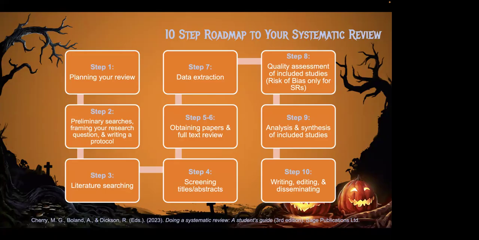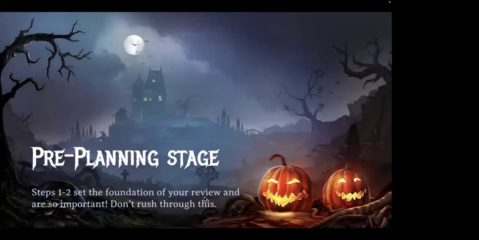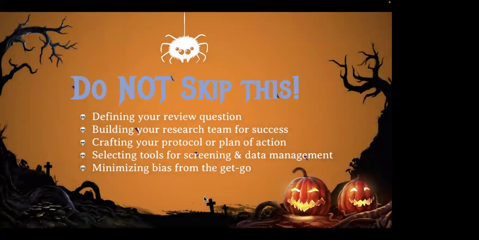So you don't want to take on a systematic review or scoping reviews lightly. They are a lot of work, and that's why they can take so long. But you don't want to miss out on these steps. So by pre-planning ahead of time, this is going to set you up for success, and it's so important. So we're going to talk about a little bit of the pre-planning stage. So as far as this goes, we're going to talk a little bit about defining your review question, which is the most important part of any systematic review or scoping review.